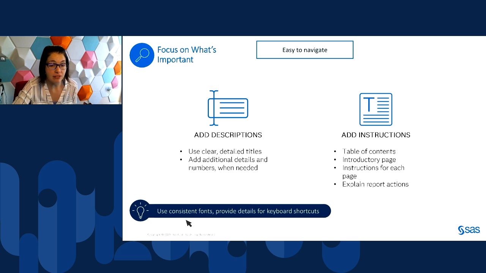Now, as we start adding these descriptions and instructions, it's important to use consistent fonts. We talked about this already. And then it also might be helpful to provide details for keyboard shortcuts, especially if I have users that use a keyboard to navigate my report. Those things are not often intuitive, so it might be helpful even to link to information that has those details.